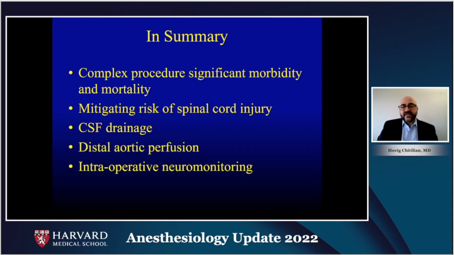So in summary, what we did was just review the management of a patient for a very complex vascular procedure. Open thoracoabdominal aortic aneurysm repairs are still necessary and are associated with significant morbidity and mortality. The focus of anesthetic and surgical management is to mitigate the risk of spinal cord injury with CSF drainage, distal aortic perfusion, and intraoperative neuromonitoring. Thank you for your attention.